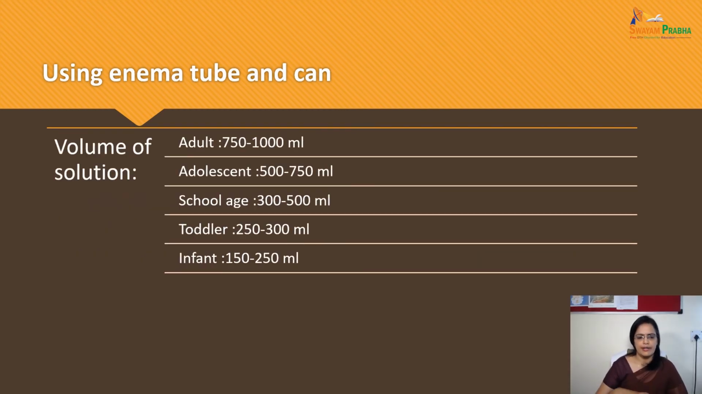Temperature of the solution in case of adults is 105 to 110 Fahrenheit, and the amount of solution is also different depending on the age. In case of adults it is 750 to 1000 ml, adolescents 500 to 750 ml, school age 300 to 500 ml, infants 150 to 250 ml. So as you can see on the slide, different volumes are used for different age groups of patients.